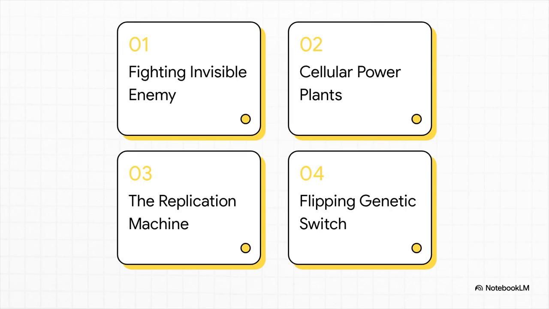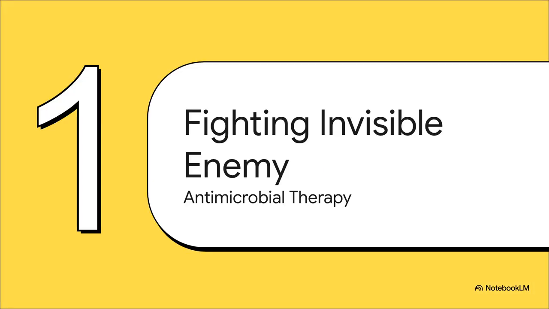So here's the game plan. First, we'll cover fighting the invisible enemy. Then we'll peek inside their cellular power plants. After that, we'll see how the replication machine works. And finally, we'll explore how they're flipping the genetic switch to adapt to just about anything. Okay, let's jump right in with part one.